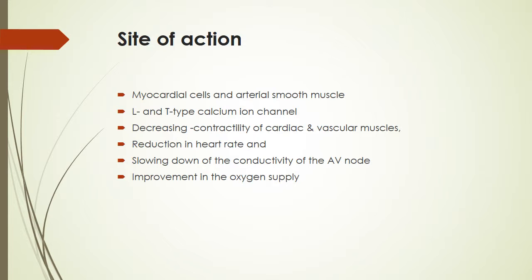Verapamil acts on myocardial cells and arterial smooth muscle cells. It inhibits extracellular calcium influx through the transmembrane L and T type calcium ion channels. The blockage of the calcium channel will result in a decrease in the contractility of cardiac and vascular muscles, reduction in heart rate, and slowing down of conductivity of the AV node. An improvement in the oxygen supply to the heart should be expected due to the dilation of coronary arteries. Additionally, verapamil has the ability to inhibit the intracellular release of calcium from the endoplasmic reticulum.